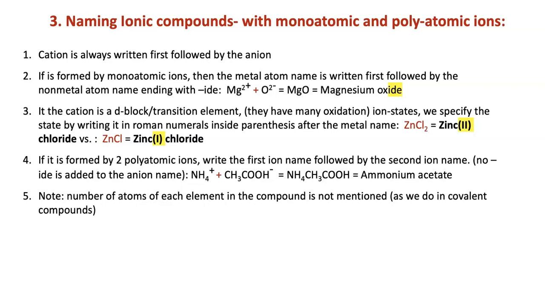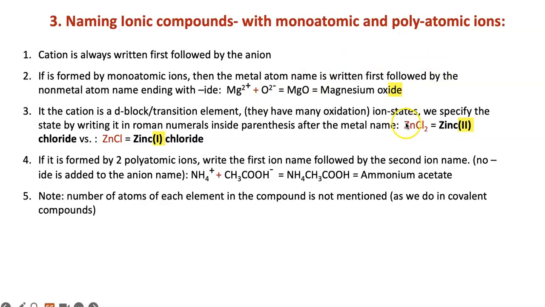Number 3: if the cation is in the D block, a transition element, since they have many oxidation states, each of them can make many different ions. I talked about this in the periodic table unit. Then we have to specify which oxidation state it's in using Roman numerals inside parentheses. And you put that after the metal name in the written name of the compound.